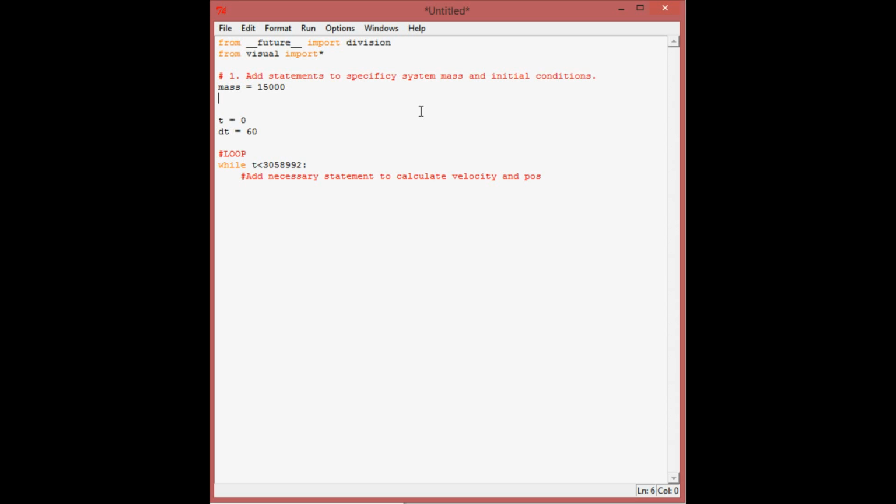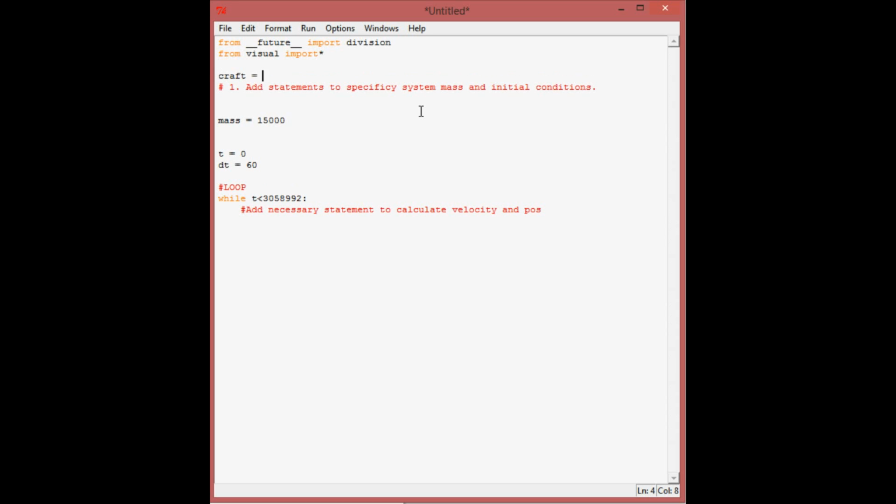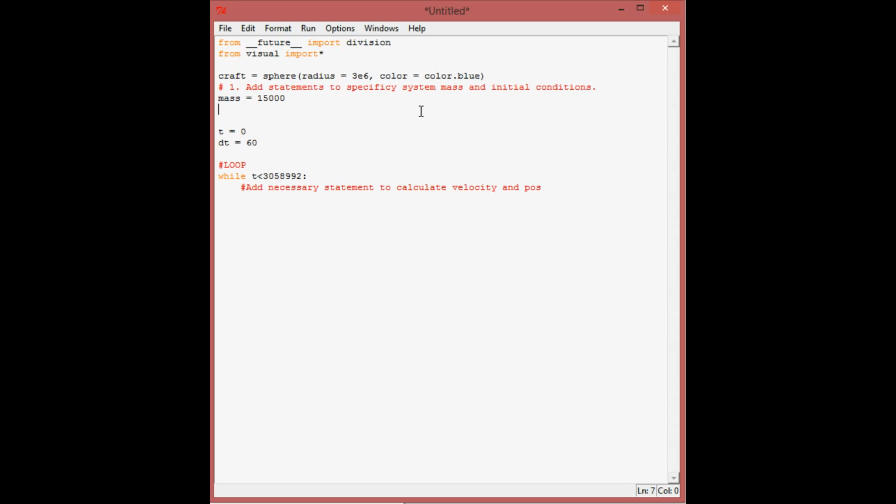Now it says you need to put the initial conditions. They give you two initial conditions in the problem: the initial position. Oh yeah, I forgot to add one thing. Also in the problem, this is already given, but let's put it right here: craft equals sphere. Now it's all good. So I added the mass, which is 15,000 kilograms, that's in the problem, so that's easy.